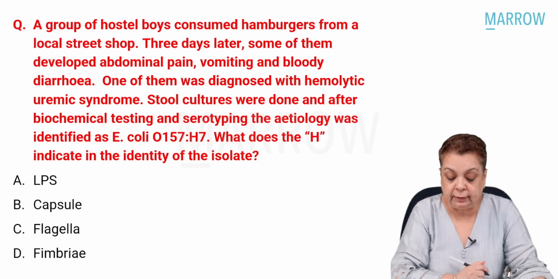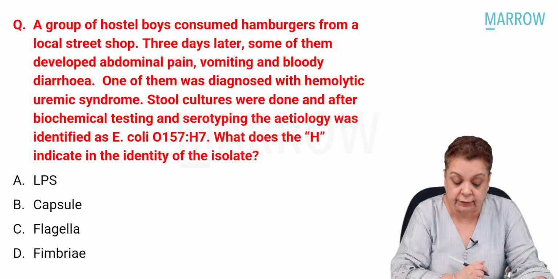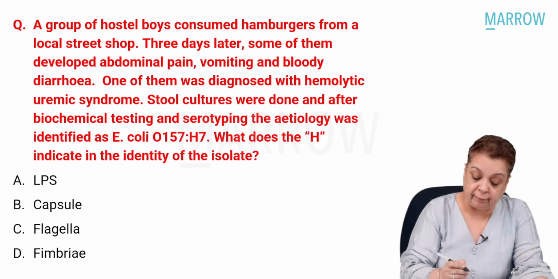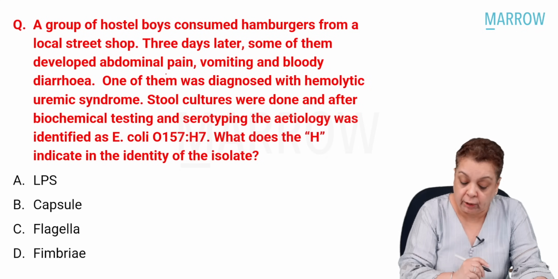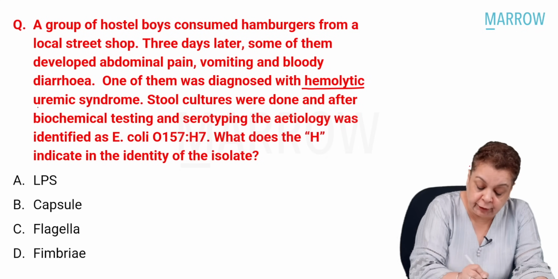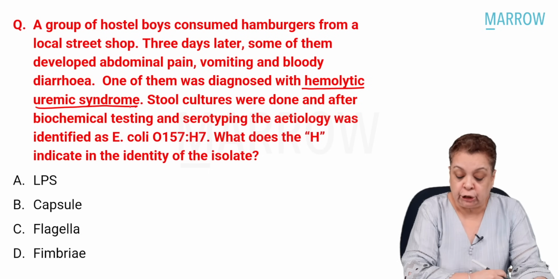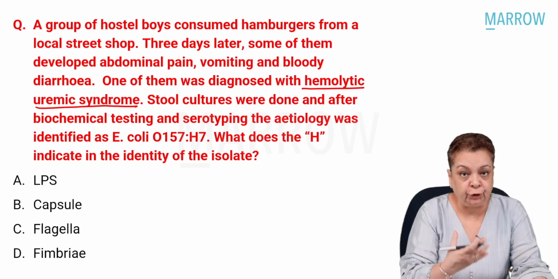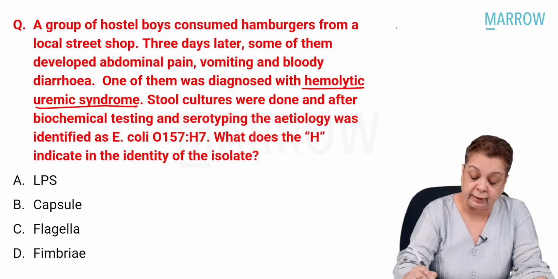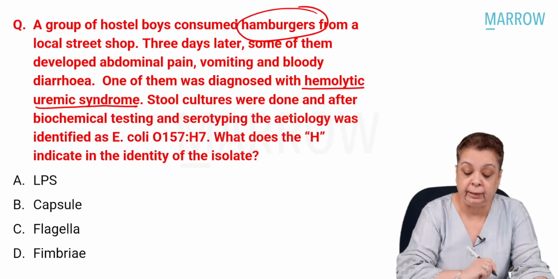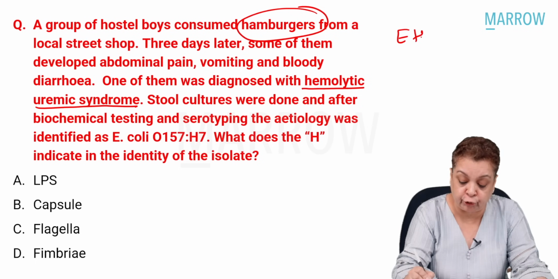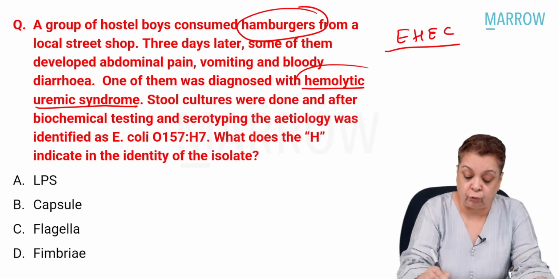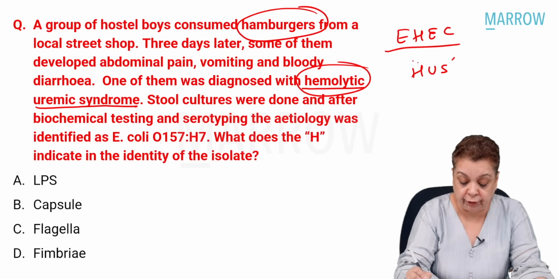A group of hostel boys consumed hamburgers from a local street shop. 3 days later, some of them developed abdominal pain, vomiting, and bloody diarrhea. One of them was diagnosed with hemolytic uremic syndrome. Stool cultures were done. So, are you forming a diagnosis here? We have a history of burgers, very, very important, with bloody diarrhea. This is definitely enterohemorrhagic E. coli. And of course, HUS is mentioned out here.